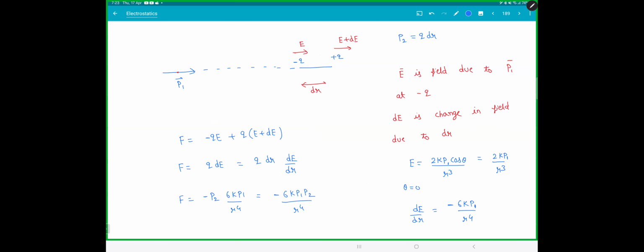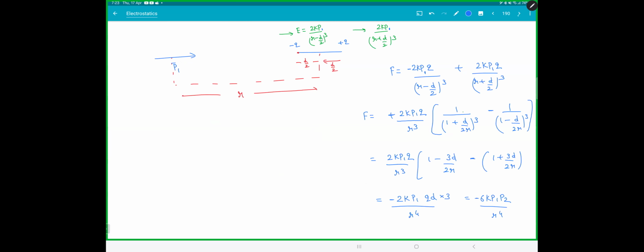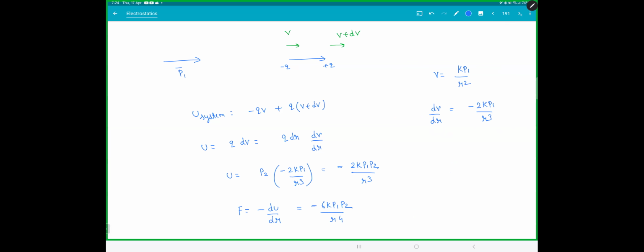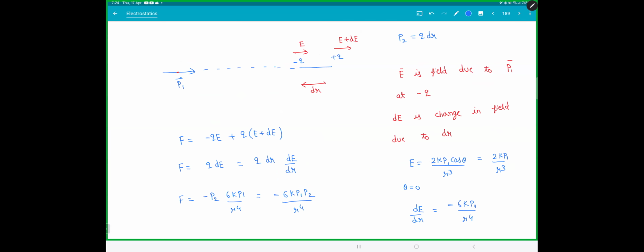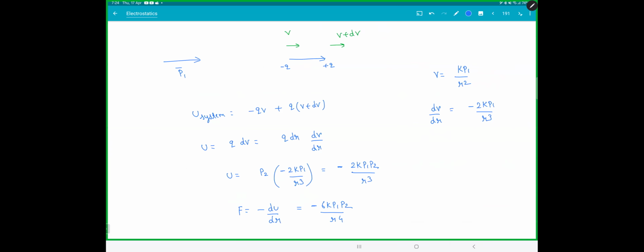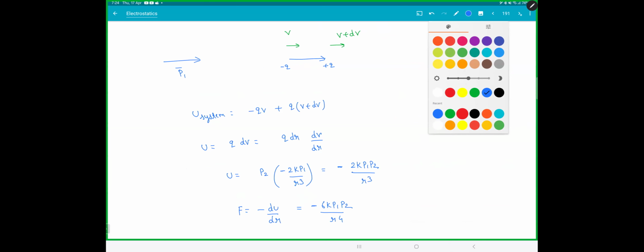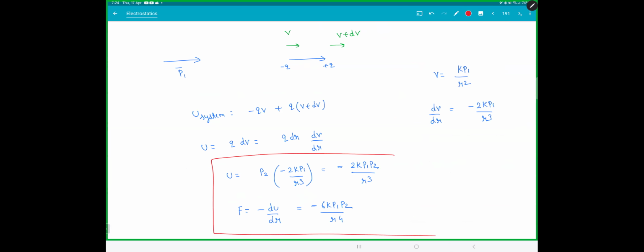But just to show you, you can also find force like this by taking field, or like this, or like this. There are three ways you can do this. 189 here, have a look at this. Clear, everyone? Quite a useful result. So remember this. This is for dipoles, P1 bar and P2 bar parallel to each other.